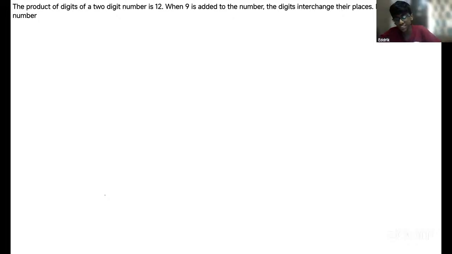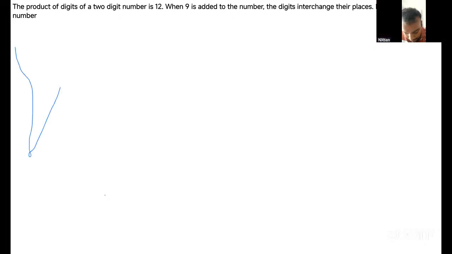Is this a linear equation or a quadratic equation? It's a quadratic equation. But here what we have to do is make a linear equation first and substitute, and in the end you will get a quadratic equation. So how will we solve this? For example, it is given the product of the digits of the number is 12. I'll do one question, then I will let you take your turn.